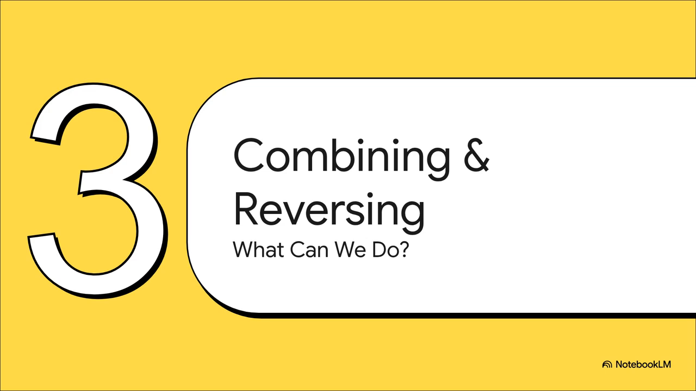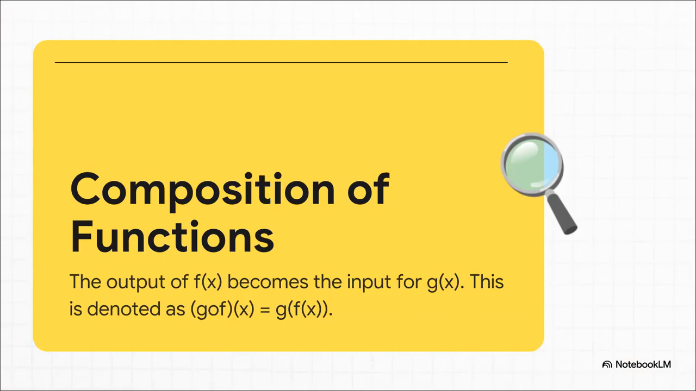Okay, so we're getting pretty good at spotting and classifying these functions. Now for the fun part. What can we actually do with them? First up, we can link them together in what's called a composition. The factory assembly line analogy is perfect here. You take the finished product from your first function machine, and you immediately feed it in as the raw material for a second function machine. It's a simple idea that lets us build incredibly complex operations.